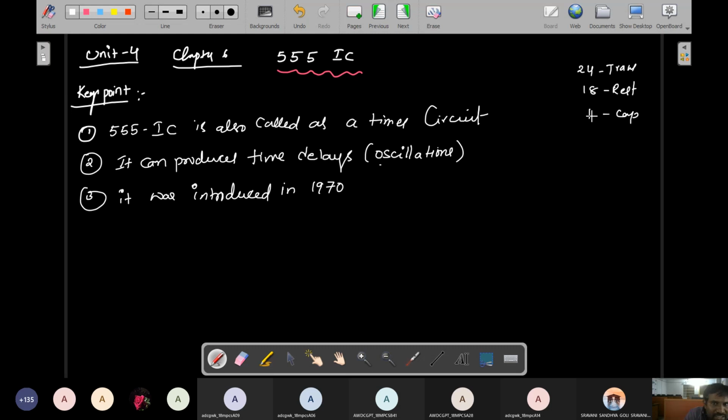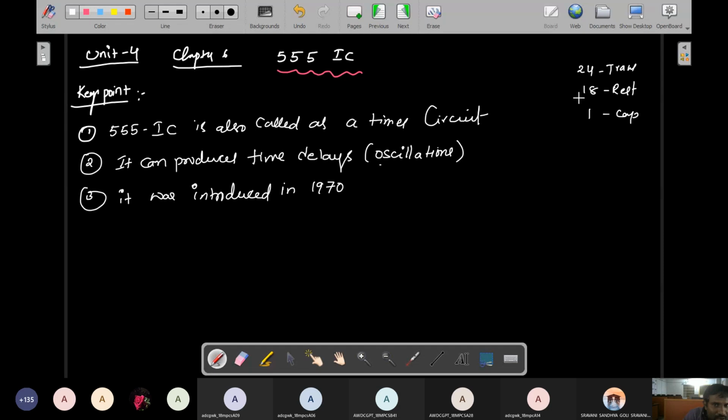So almost the major work will be done in the flip-flop. So for that purpose, this 555 IC has a very low combination of devices. But previously, at the starting of the invention in 1970, they used 24 transistors, 18 resistors, one capacitor. But right now it is very less. They are using only 3 resistors, and no transistors are used inside.